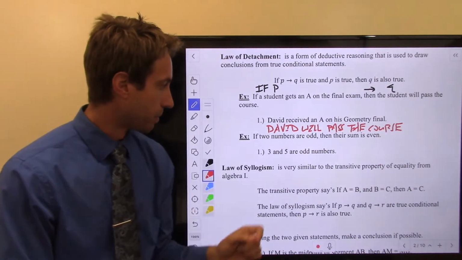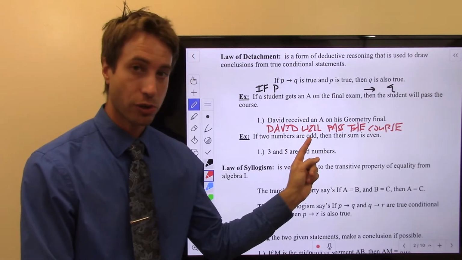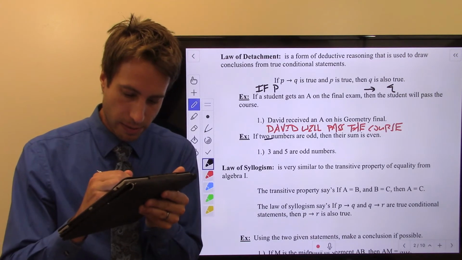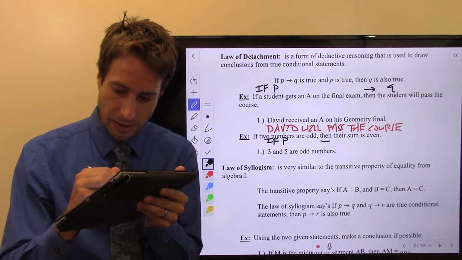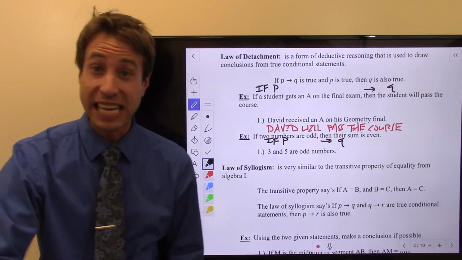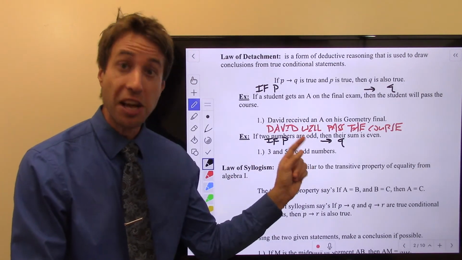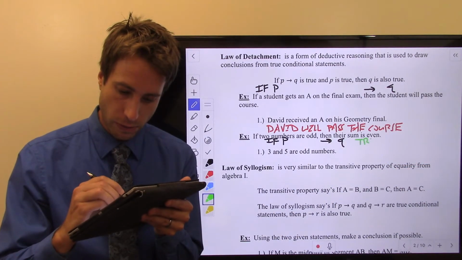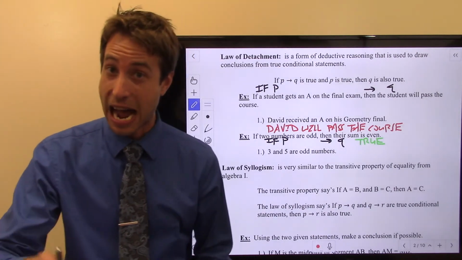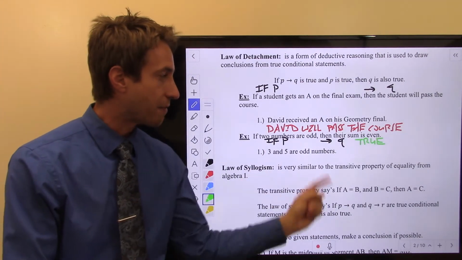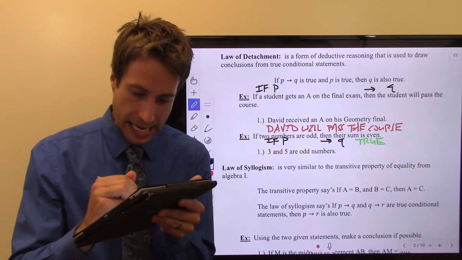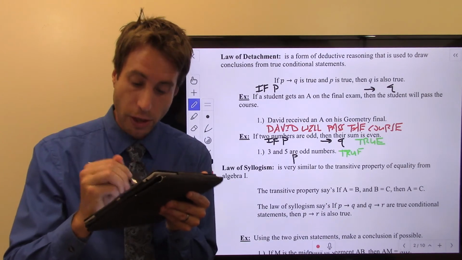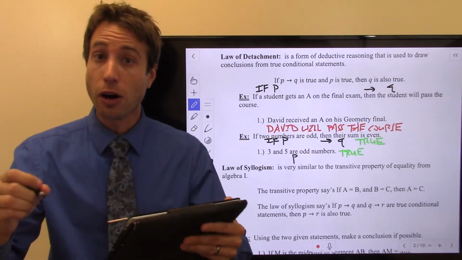One more. Let's try another one. If two numbers are odd, then their sum is even. Do you see it? This is if P, then Q, which is a true statement. If two numbers are odd, then their sum will be even. That is true. Very, very true, right? So now, what else am I given? 3 and 5 are odd numbers. Here's my P, and guess what? That also is true. 3 and 5 are odd numbers.